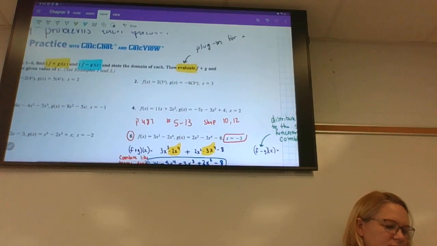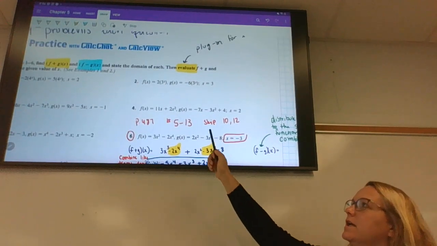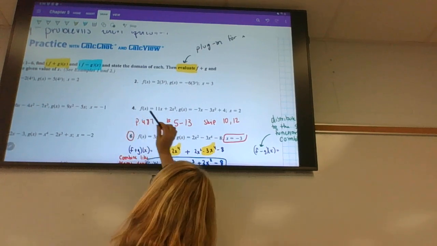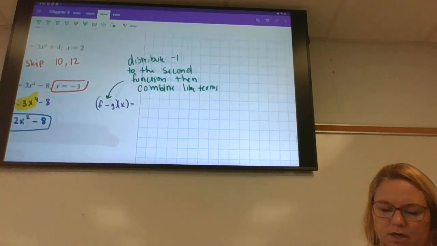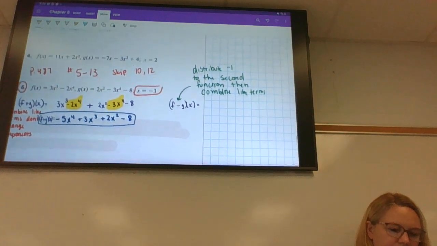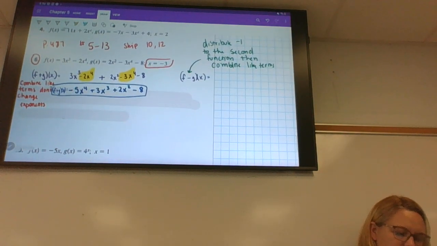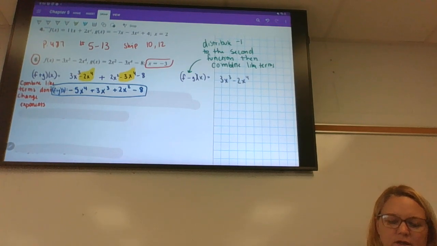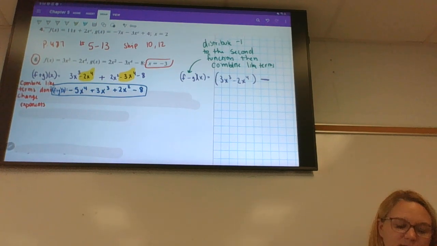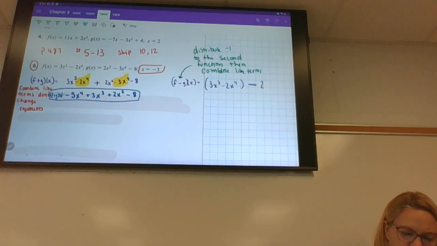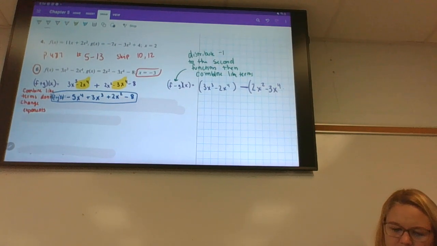In the directions, it says we have to do both adding and subtracting. So for subtracting, I'll show you how I would write it out. It would be 3x to the third minus 2x to the fourth. Subtracting is just a little more difficult. I'm going to put parentheses in. Here's the minus sign. And then the g function, 2x squared minus 3x to the fourth minus 8.